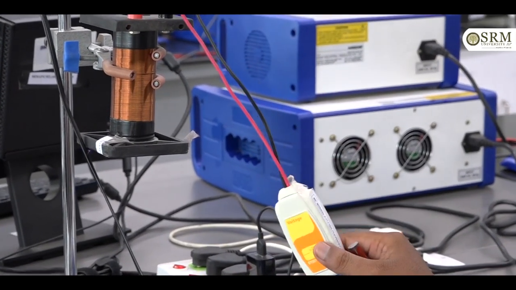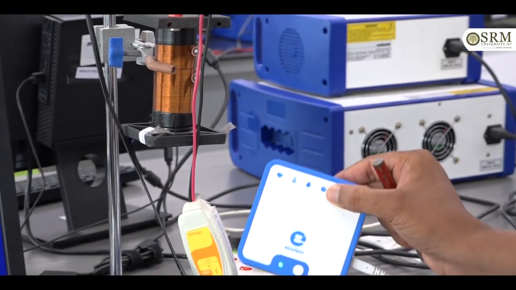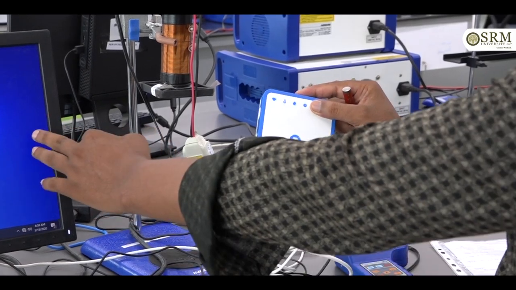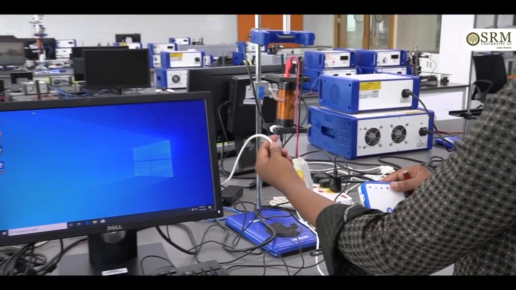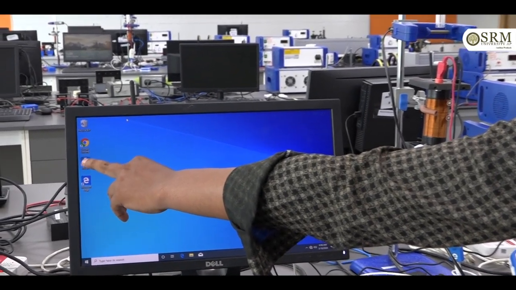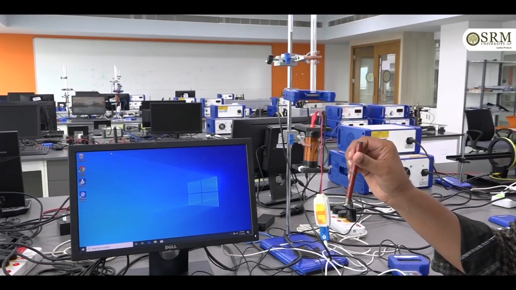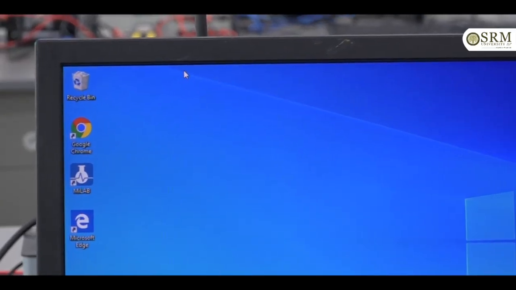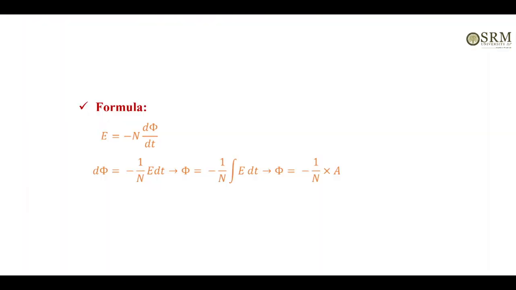The voltage sensor is connected to a data logger. The data logger is connected to a monitor, and we have the MI lab software and a cylindrical magnet. These are all the apparatus.